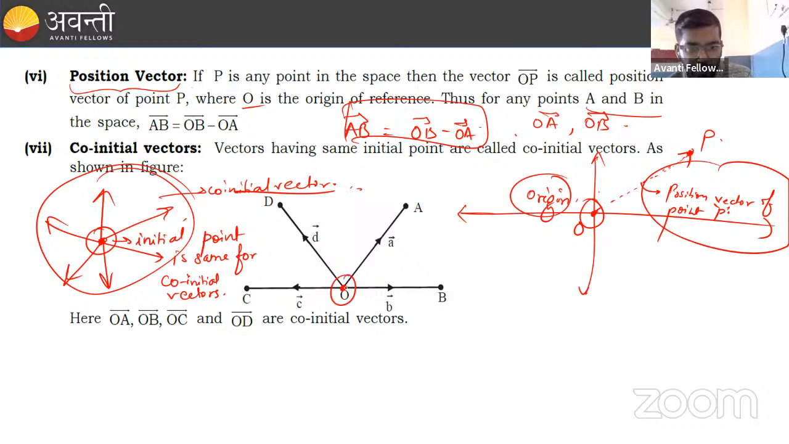So this point we can define through these arrows, okay? If the arrow in any of these was reversed, then it won't count as co-initial with the other three, because the origination point becomes B when you change the direction of the arrow. So the direction of the arrow is also very important.